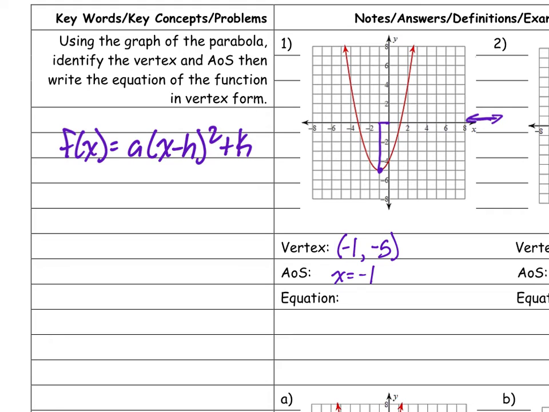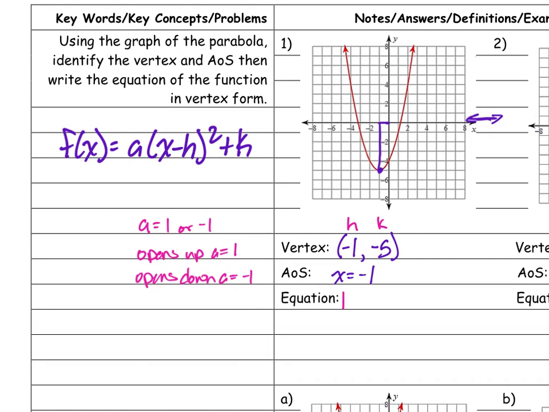And then my equation, I'm just going to substitute in. So this is going to be h. By definition, this is h and this is k. So I'm going to substitute it into my equation. And I've already told you that a either equals 1 or negative 1. And how do I know if it's 1 or negative 1? Well, if it opens up, a equals 1. And if it opens down, a equals negative 1, okay? So my graph is opening up, so a is going to be equal to 1.